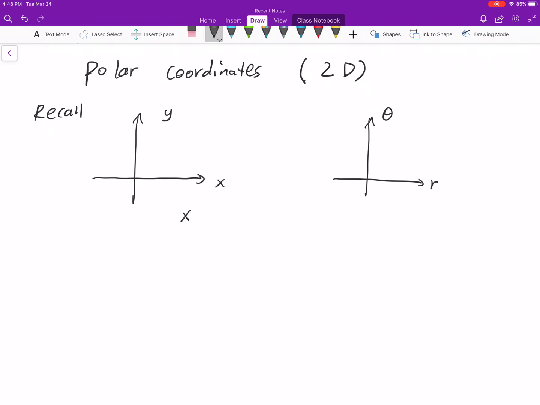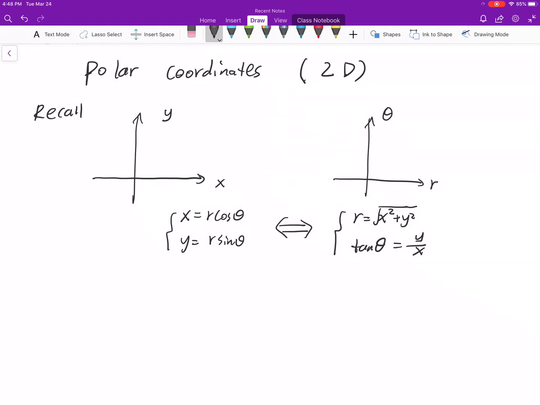So the transformation law is given by the following. x is r cosine theta, y is r sine theta. And if you know x and y, then you can write down r is the square root of x squared plus y squared, and theta, actually you don't know exactly what theta is, but you know what tangent theta is. This is y divided by x.